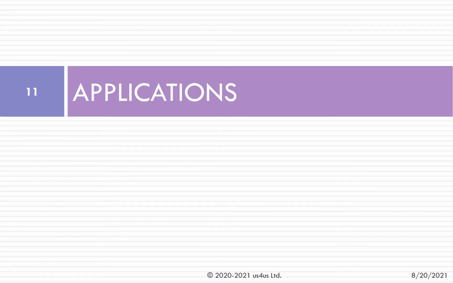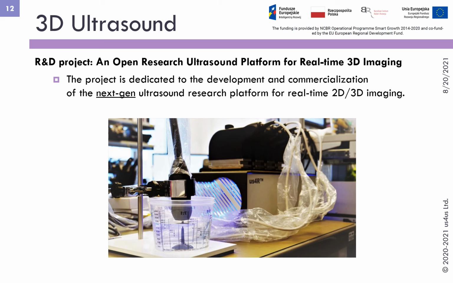And just a few selected applications of our platforms. As a part of a currently running R&D project, an open research ultrasound platform for real-time 3D imaging, we are preparing and developing our us4us platform to support 2D and 3D imaging. A dedicated hybrid spectral domain synthetic aperture imaging reconstruction method will be applied. The system is well suited for acquiring mixed 2D and 3D datasets, for example, in ultrafast functional imaging. Here you can see our system connected to a 32 by 32 fully wired matrix array probe from Vermon.